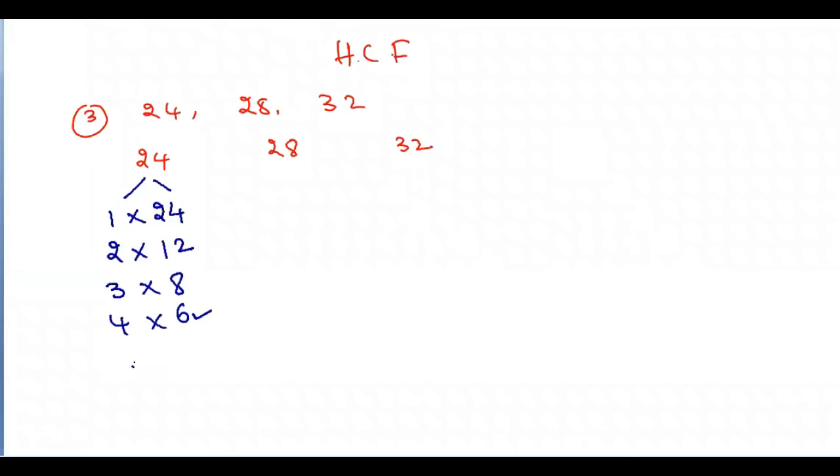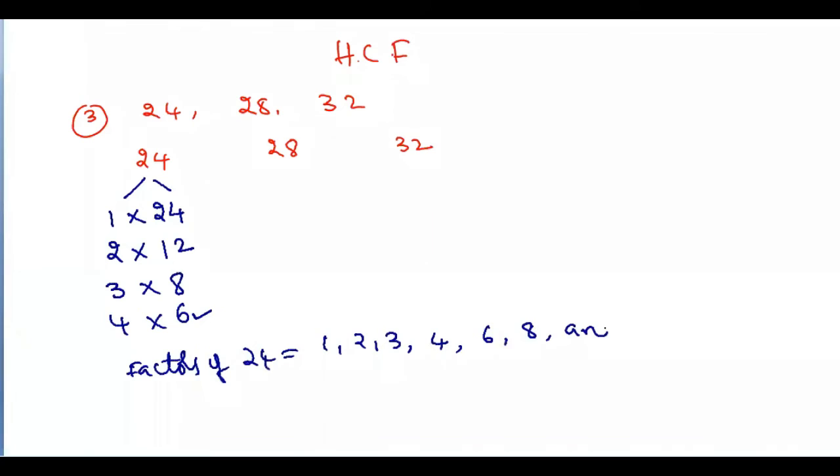Then the factors of 24 are 1, 2, 3, 4, 6, 8, 12, and 24.